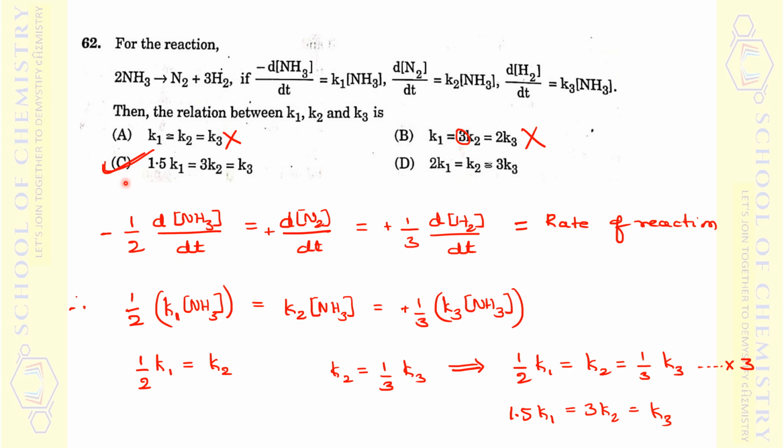It's actually based on a very simple concept: how rate of reaction can be related to the stoichiometry of the reaction, and how we can write the rate of the reaction with respect to all the reactants, and of course with respect to products. But how you proceed further to get the correct answer, that is the important thing. So in that way, this question is a good question.